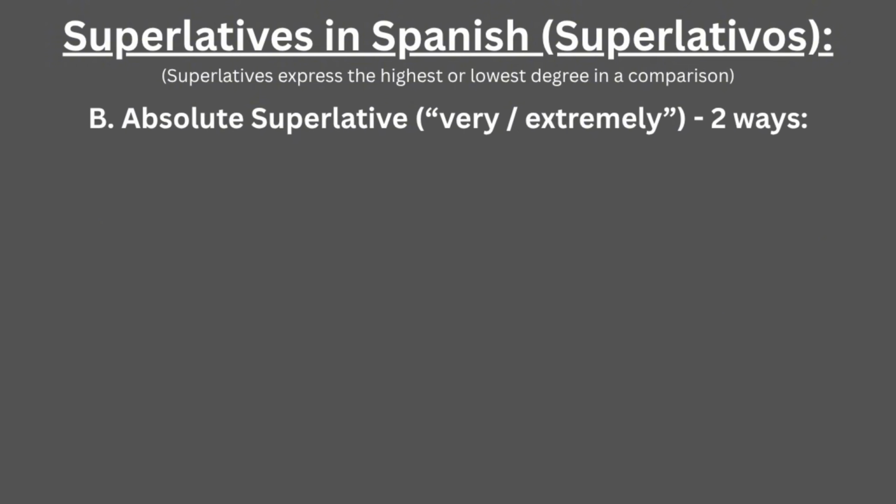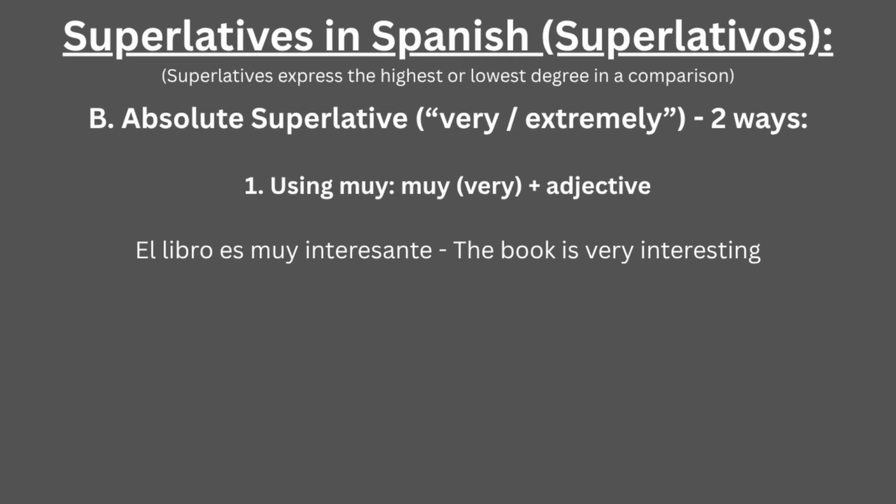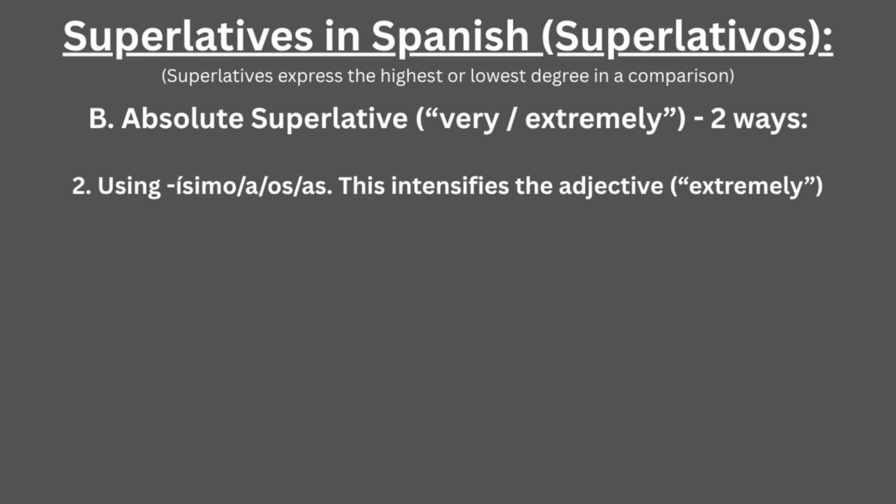Moreover, an absolute superlative is used without comparison to others, and there are two ways to make it. The first is to use muy plus an adjective, as in El libro es muy interesante. The second is to use the suffix ísimo, ísima, ísimos, ísimas, affected by gender and number, but this method is more expressive.